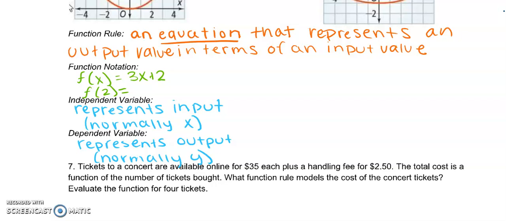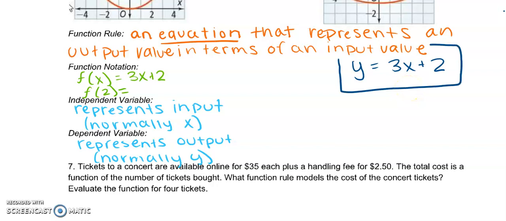Okay, so we're going to start talking about function rules. A function rule is just an equation that represents an output value in terms of an input value. That might be something as simple as y equals 3x plus 2. It represents my output value y, that's what's isolated, and it's in terms of x, my input value. So that's a simple function rule. It's just an equation, but it does mean your output value is the one that's isolated and by itself.